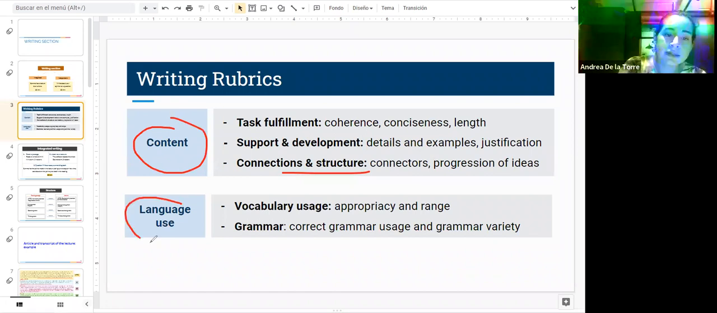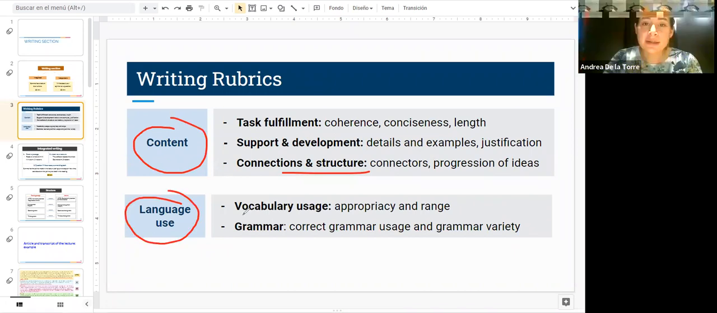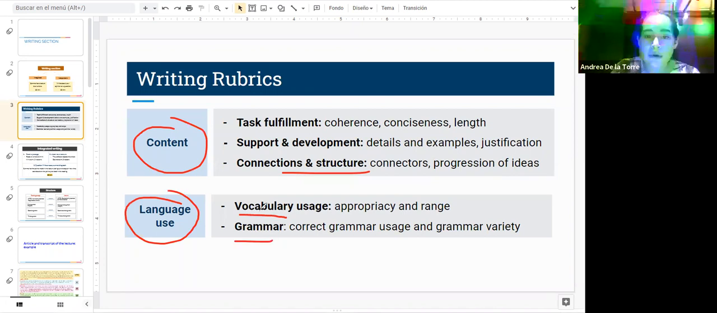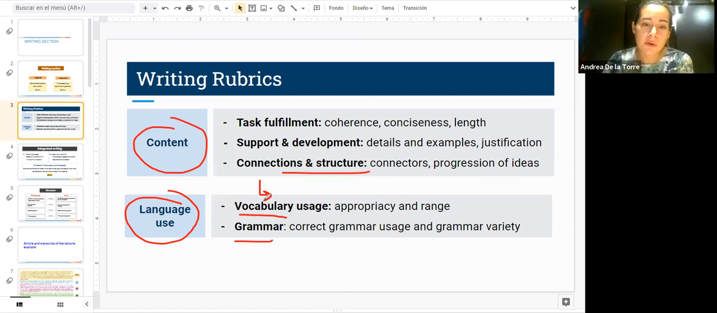And the second criteria is language use, which basically means vocabulary and grammar, right? When I talk about vocabulary, I'm going to require you guys to have a little bit more vocabulary for this writing section than you did in the speaking, okay? Vocabulary is more important in the writing than it is in the speaking. So in terms of vocabulary, you have to have a good range of vocabulary. It's not supposed to be just basic vocabulary, and it has to be appropriate vocabulary, right? We've talked about this too.